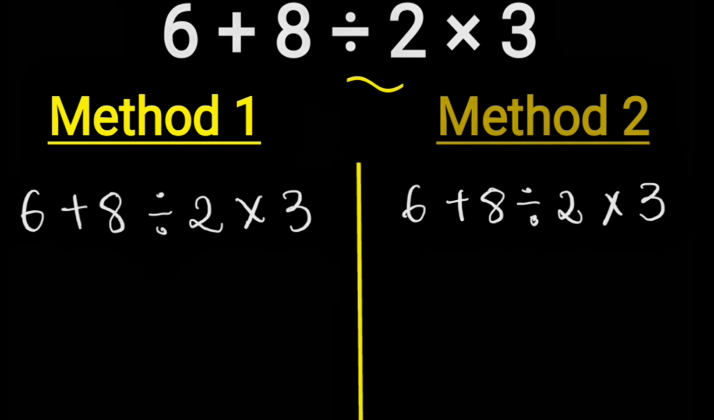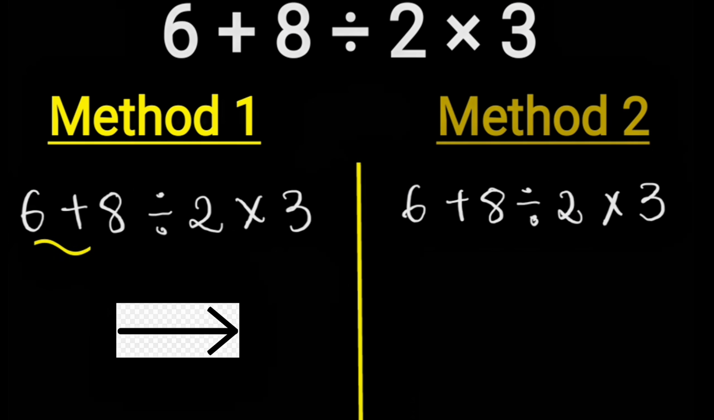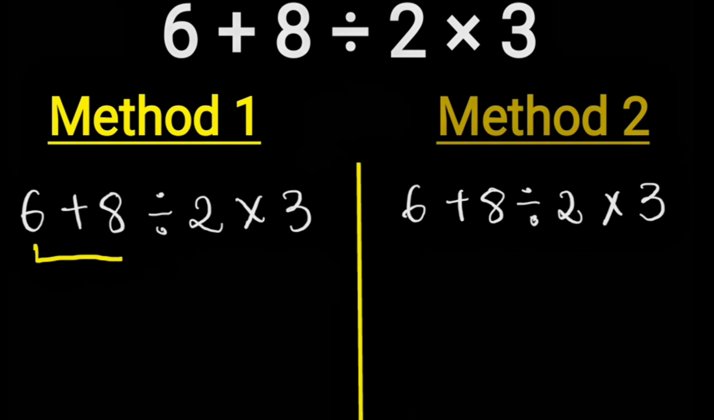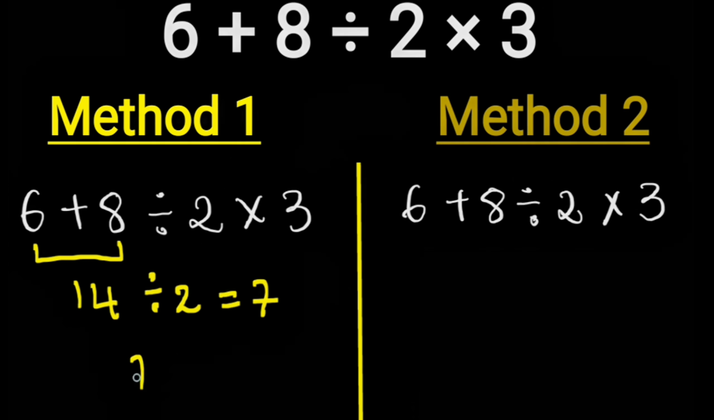The first and most common mistake is ignoring the hierarchy entirely. People simply charge from left to right. They see 6 plus 8, add it to get 14, then divide by 2 to land on 7, and finally multiply by 3. That path gives them 21. It feels natural, but feeling natural does not make it mathematically correct.